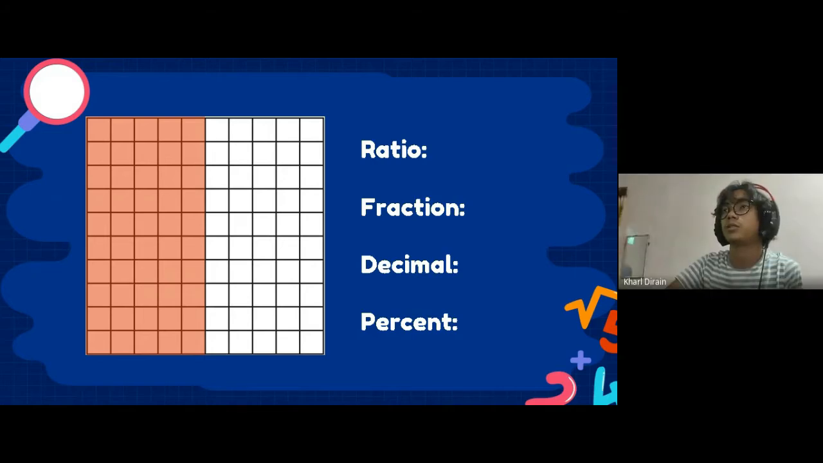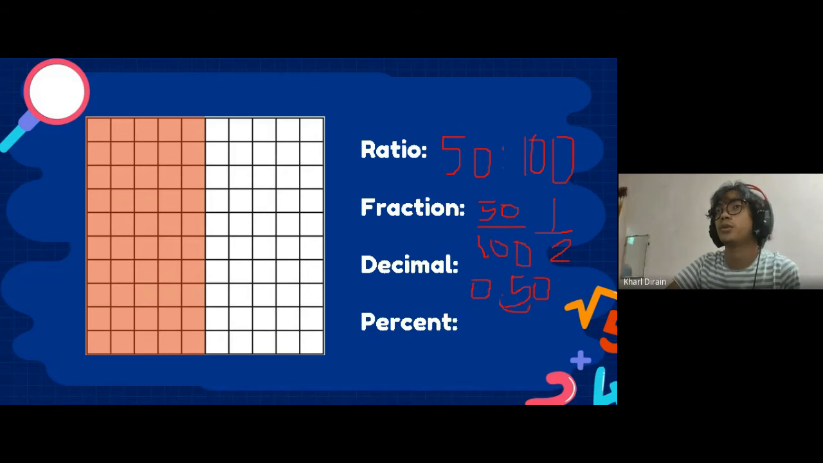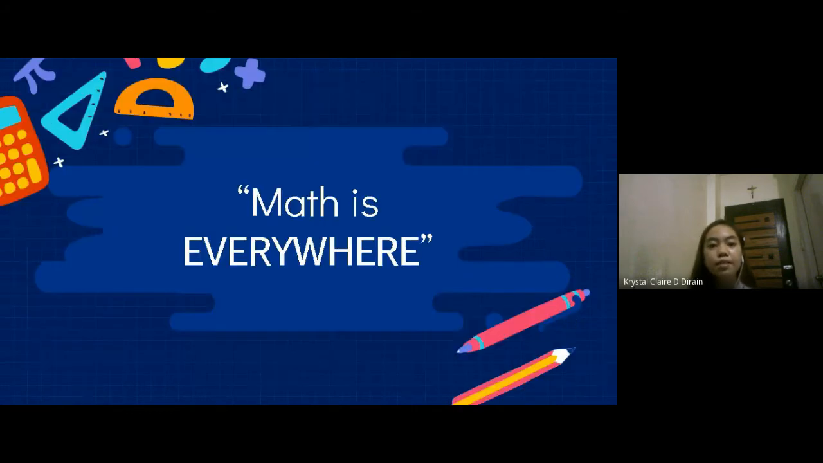Ma'am, the ratio is 50 by 100, and the fraction is 50 over 100, simplified to 5 over 10 or 1 half. And the decimal is 0.50, and para po makuha ang percentage, remove lang po natin yung point dalawang beses sa right. So, lagyan natin ng percent sign and then kakamove po tayo sa sagot. Percent. So that's right.